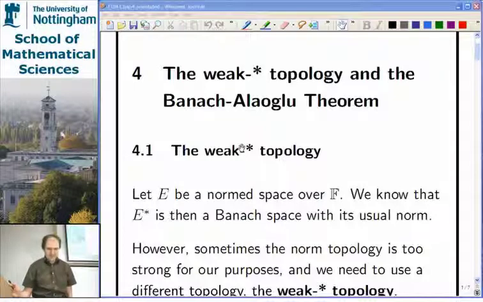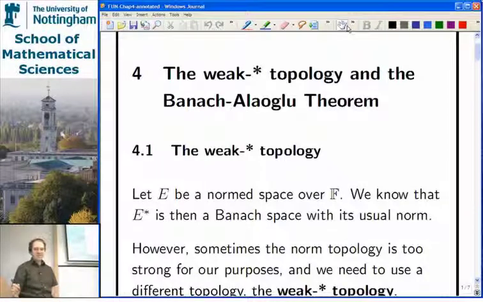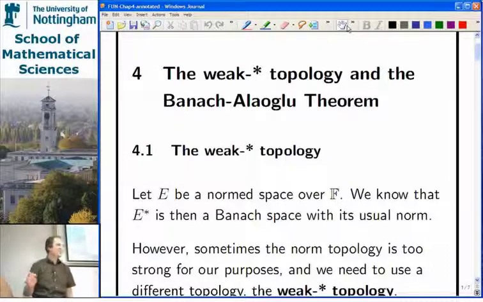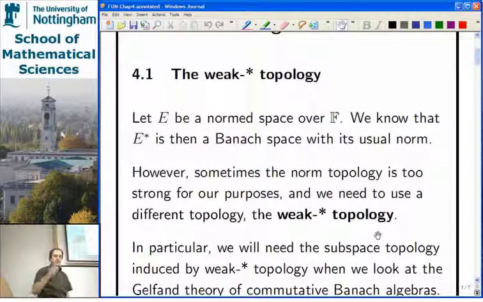So our task today is to discuss the weak star topology and the Banach-Alaoglu Theorem. So what's all this about? You've got some norm space over F, and then we've got the topological dual, E star, the continuous linear functionals, and as we know, that's always a Banach space using the operator norm on the functionals.